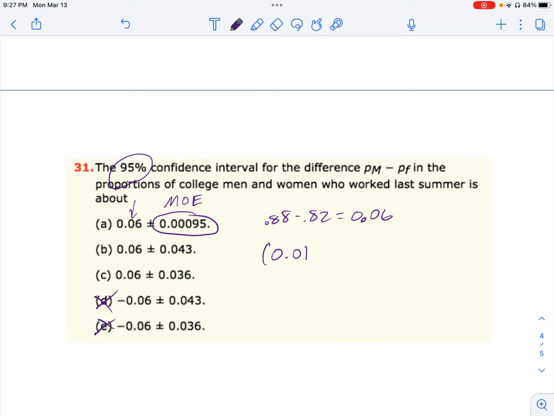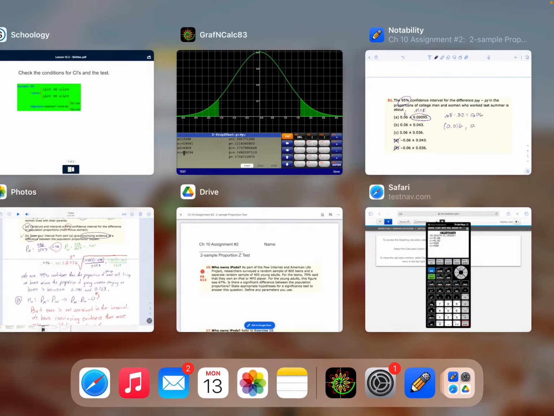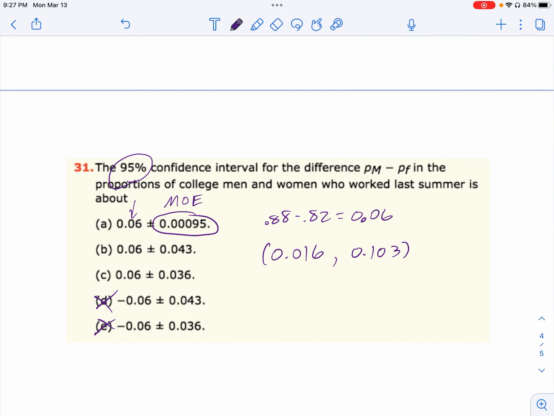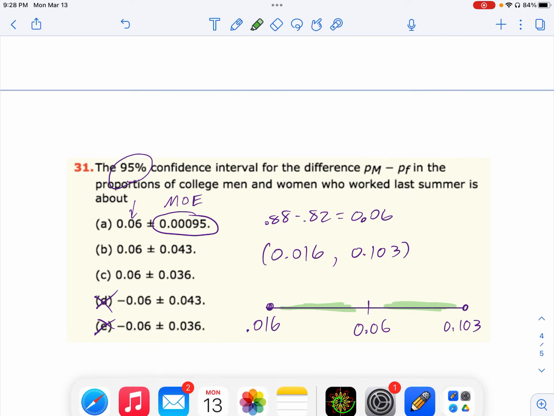So 0.016 to 0.103. I like to do this, draw my interval on a number line. I know that I've got 0.016 down here. I know the middle is 0.06, and I know the high point, the high mark is 0.103. The margin of error, folks, is like how long is each of these green sections? That's the margin of error.